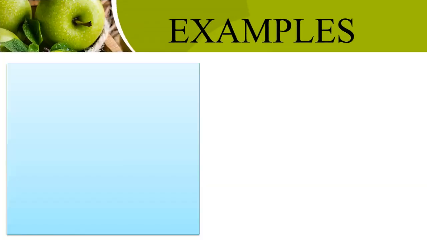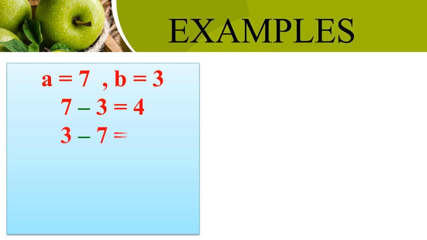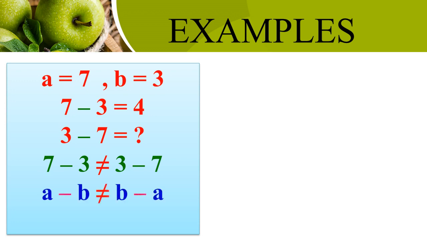See the examples. A equal to 7, B equal to 3. First, 7 minus 3 equal to 4. Next, 3 minus 7 is not a whole number. Therefore, 7 minus 3 is not equal to 3 minus 7. Therefore, A minus B is not equal to B minus A. Therefore, the commutative property is not true for subtraction.